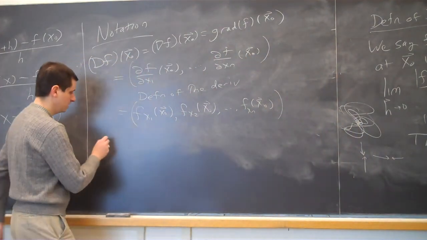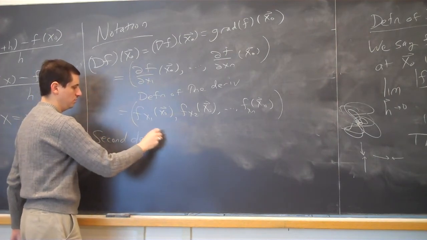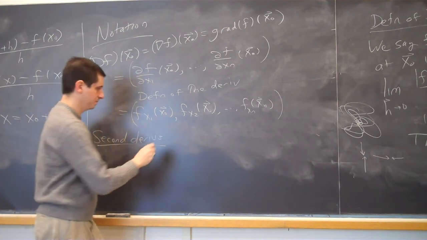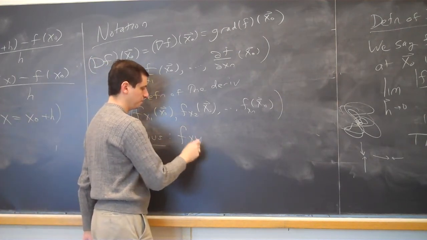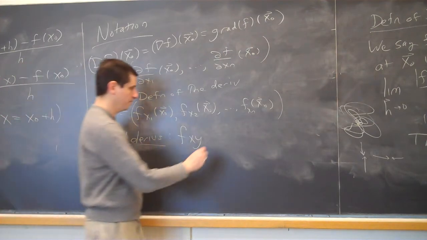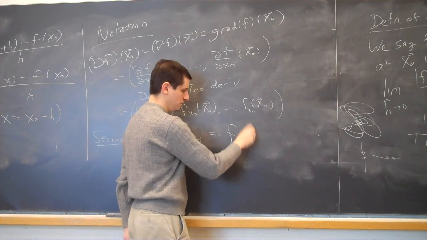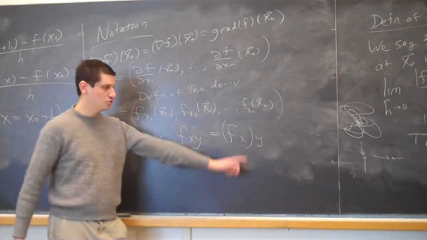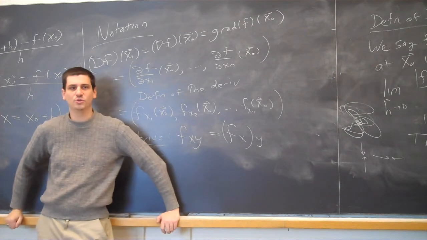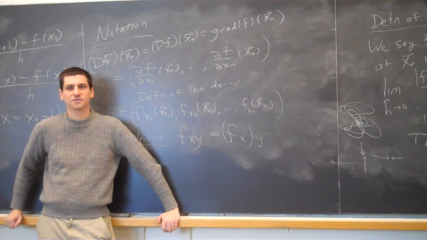Now, one last thing is second derivatives. We can take derivatives of derivatives. What should f sub xy be? The partial derivative with respect to x, and then the next derivative with respect to y. So first take the derivative with respect to x, then take the derivative with respect to y. What else could we have done? Just the opposite direction. We could have done it in the opposite direction.